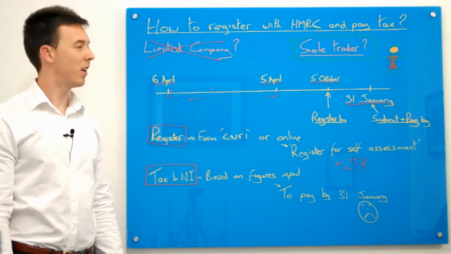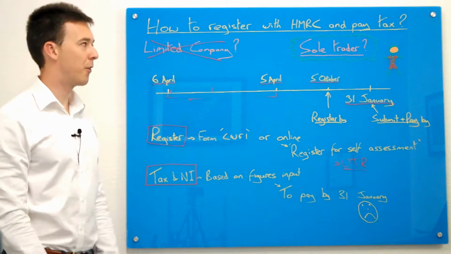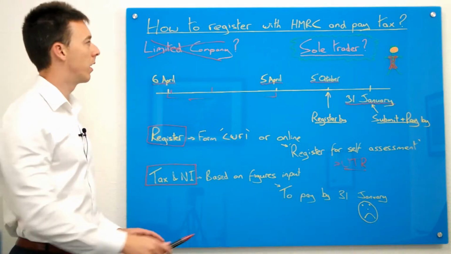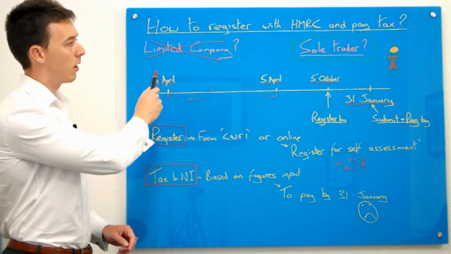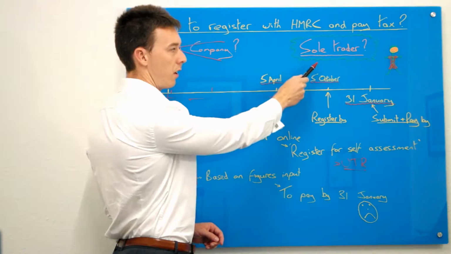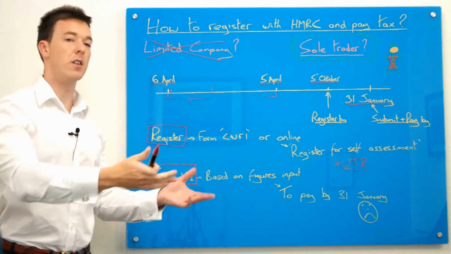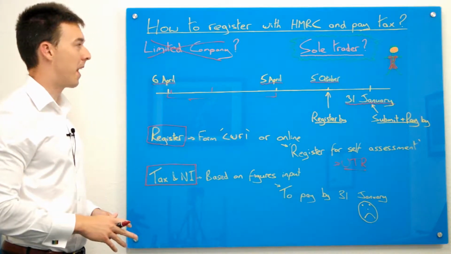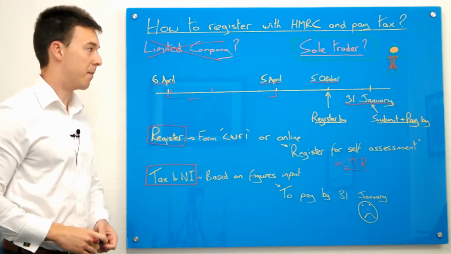Okay, hello everyone. I'm just going to do a very quick video on how to register with HMRC and how to pay your tax. So again, I'm not going to go into the process of registering a limited company here. I'm just going to talk about if you're a sole trader. Okay, so you're trading by yourself. You decided to go self-employed as a tradesman or whatever you're doing. Again, really the process of how you tell HMRC that you're now in business.